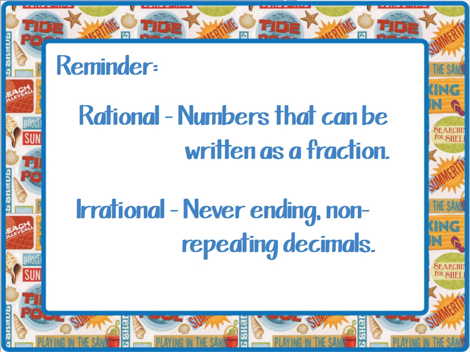Irrational numbers are numbers that cannot be written as a fraction, and the only numbers that are included in this category are never-ending, non-repeating decimals. Some good examples of irrational numbers are pi, square root of 2, and square root of 5. Those are some of the main ones that people use when they're looking at irrational numbers.